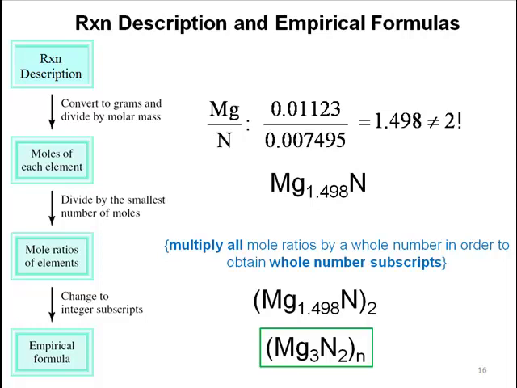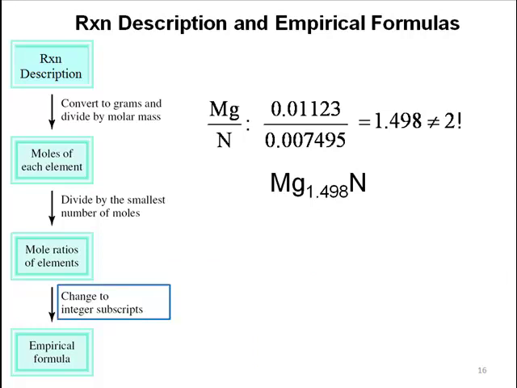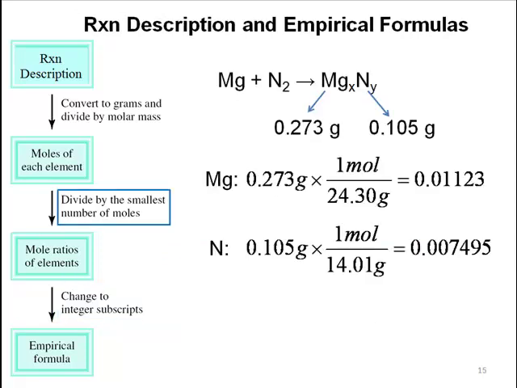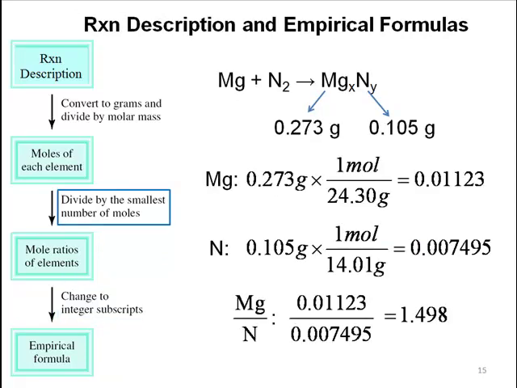Any questions, clarifications on this? Yes? Can you go to the previous slide, please? Previous slide, yep. So, there we go. So this is how we get the ratio of magnesium to nitrogen. Back there. Questions, clarifications on this? Yes, sir.